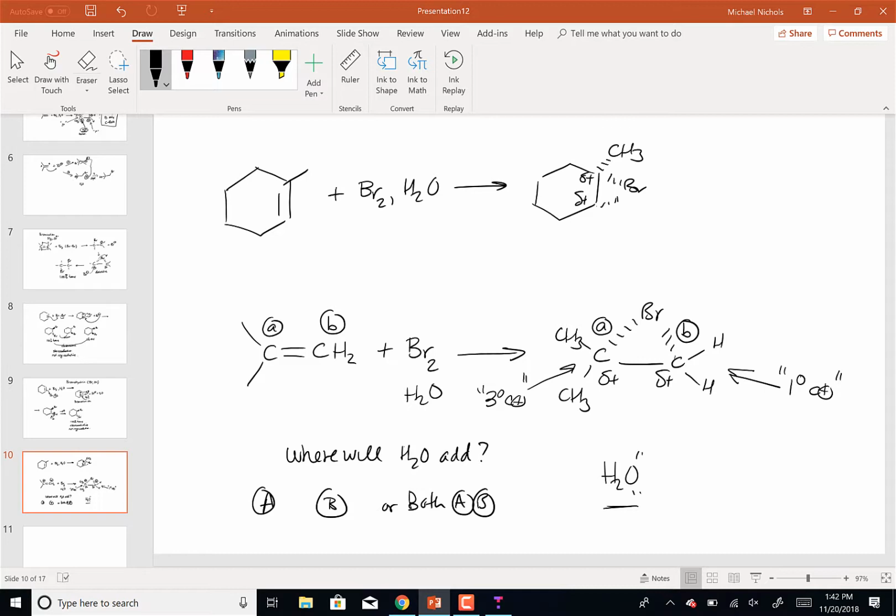Okay. So in this case, the water adds to carbon A, so I end up with the OH group here, and then over here, I end up with the bromine. And so that would be the final major product of the reaction. And so now what do I have? Now I've got a regioselective reaction.